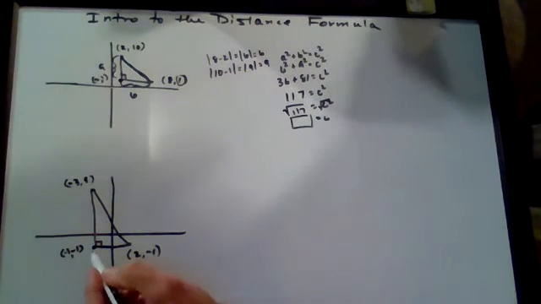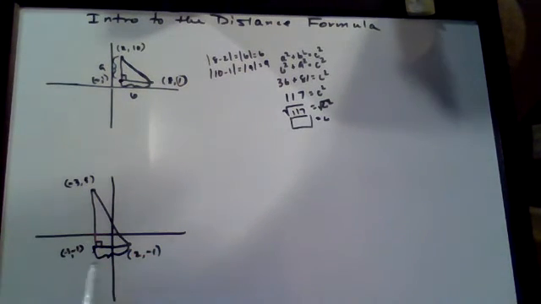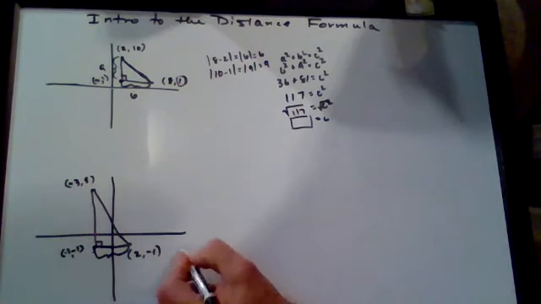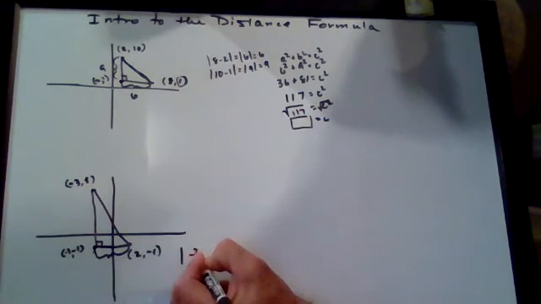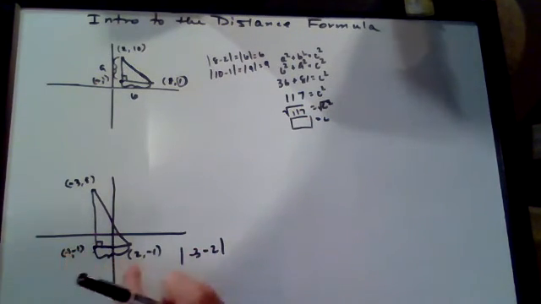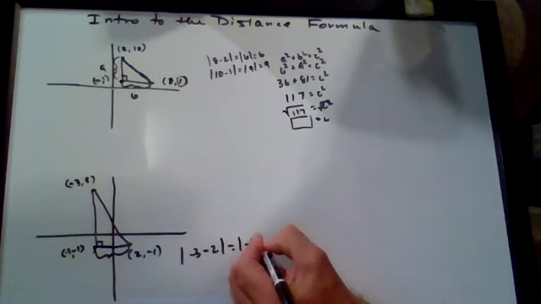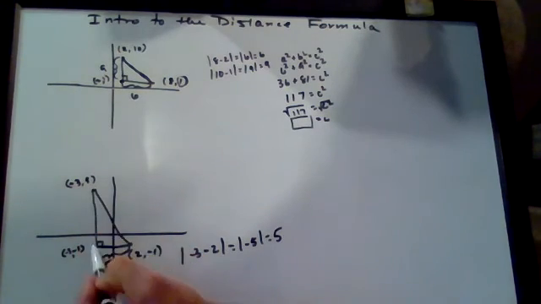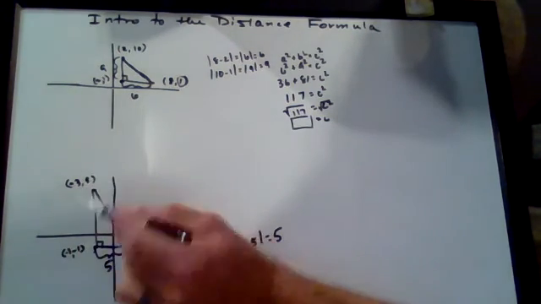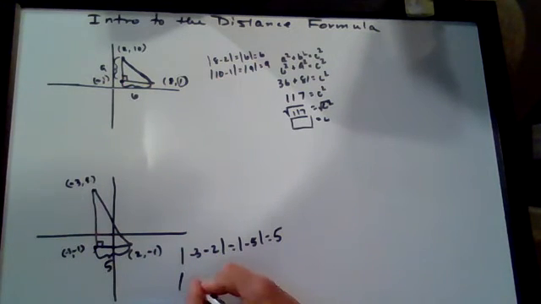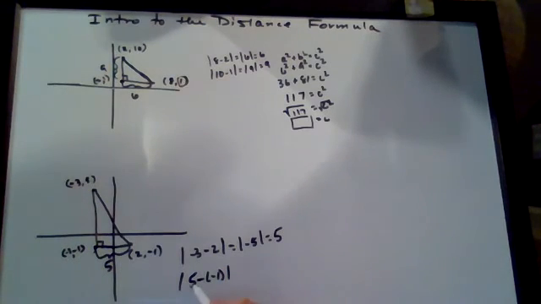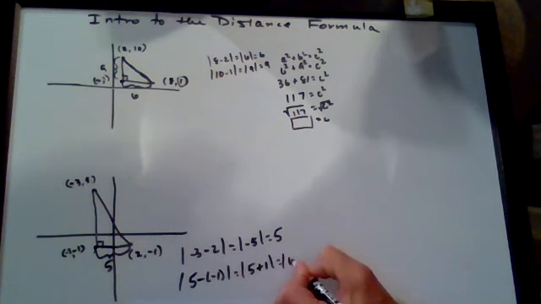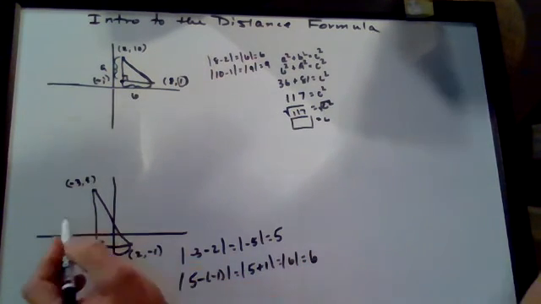Okay, so now I'm going to calculate this distance. So therefore, I'm going to take the absolute value of the difference of -3 minus 2. So that's the absolute value of -5, which is 5. Now I'm going to find the length of this vertical line. And I know I'm going from 5 to -1. So I am going to take the absolute value of 5 minus a -1. And we all know that that's the same as 5 plus 1. So that's the absolute value of 6, which is 6.